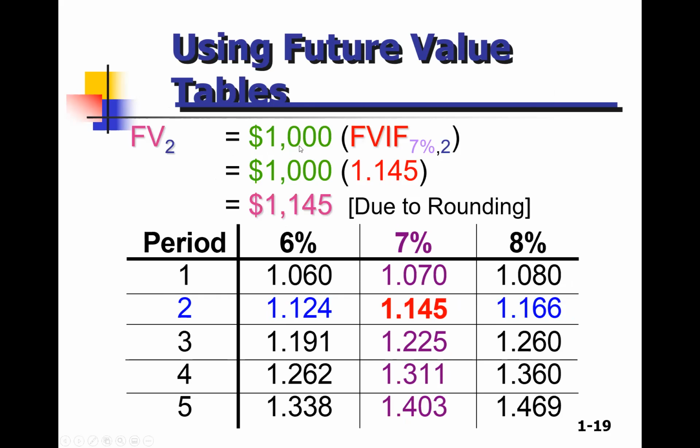Now you can see 1000, future value interest factor 7%, 2 time periods. So here we will go to 7%. It is 2 time periods. This value is 1.145. You just need to multiply this value by 1000, and here you get 1145. This is the rounded value. Otherwise, the value was 1144 point something 90.